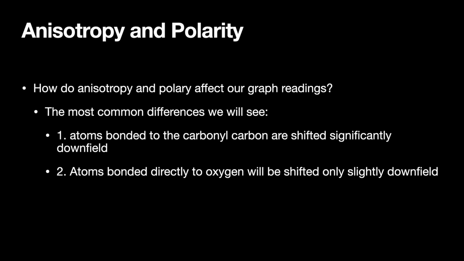Anisotropy and polarity can affect our data points in 2 main ways. Atoms bonded to the carbonyl carbon appear significantly downshift from the range at which they are typically predicted. Atoms bonded to oxygen, however, only experience a slight downshift due to having lone pairs.